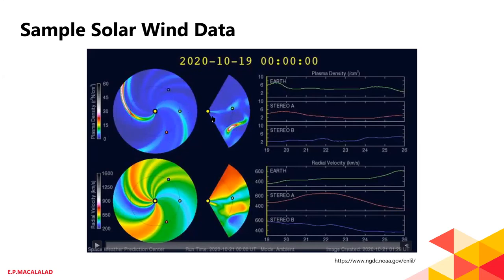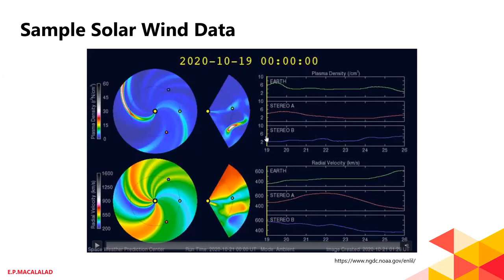This figure is what you see if you look at the side of the sun, so this is the north part of the Earth, this is Earth, this is the south part. This is plasma density. Now, if you look at this area, this is radial wind. Blue means low velocity, red is high velocity, orange is high velocity, white and black are the highest velocities. So this area is a low solar wind, and this area has high solar wind.